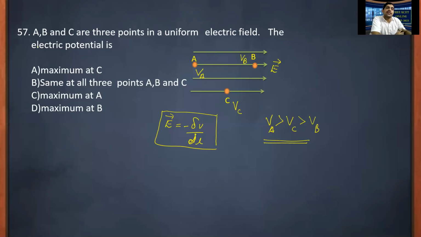So which is the option correct? So here you can say it is a maximum at C. No, it's not possible. Same at all the 3 points A, B and C. No. Maximum at A, yes, this is possible. Maximum at B, no. So option has to be the A.